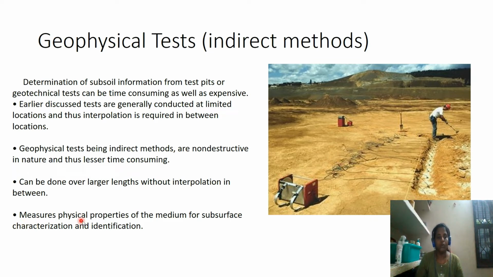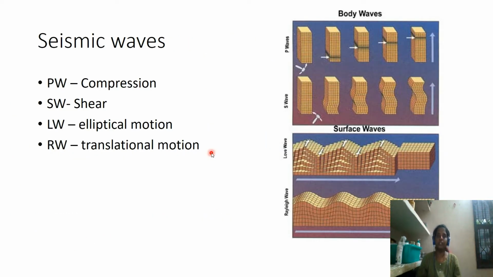So we can measure the physical properties for subsurface characterization and identification. In geophysical methods, we have a lot of different types of testing methods. One is the seismic method. In the seismic method, we have four types of waves: primary waves, secondary waves, Love waves, and Rayleigh waves.